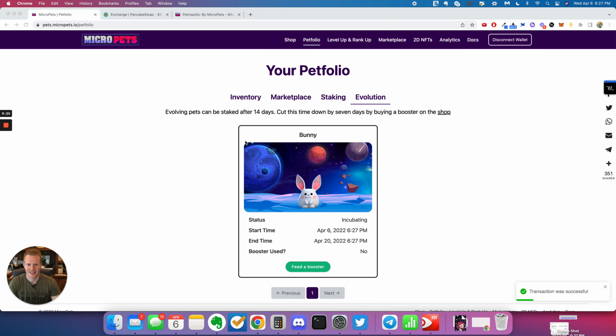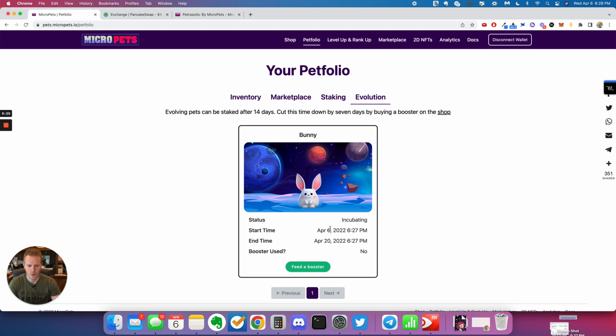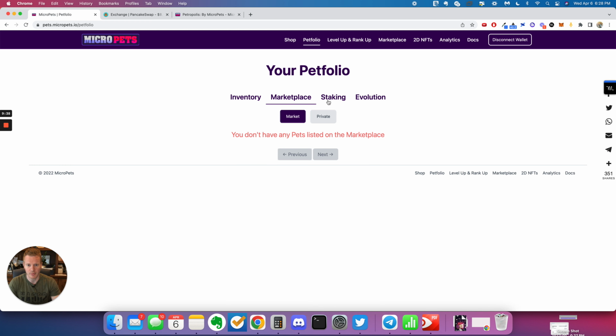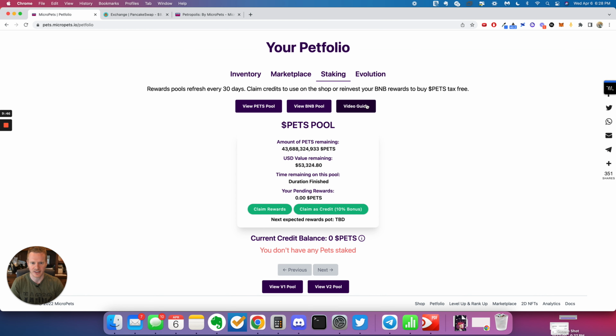Good. All right, so now my bunny is evolving for 14 days. You can buy a booster that makes it only 7 days, but I did not do that. Also, you can put it on the marketplace, but what I want to do is stake it, because that's where you get the rewards. So for staking, I have to wait till he evolves.